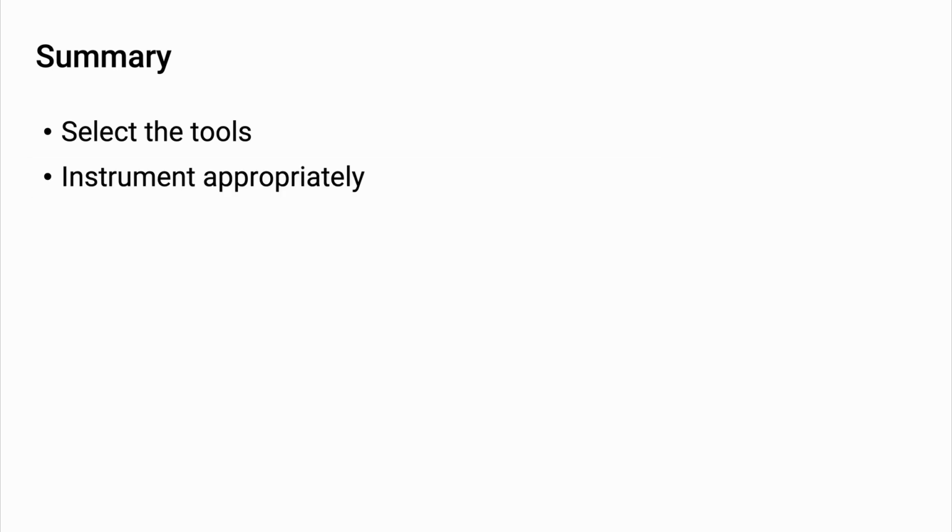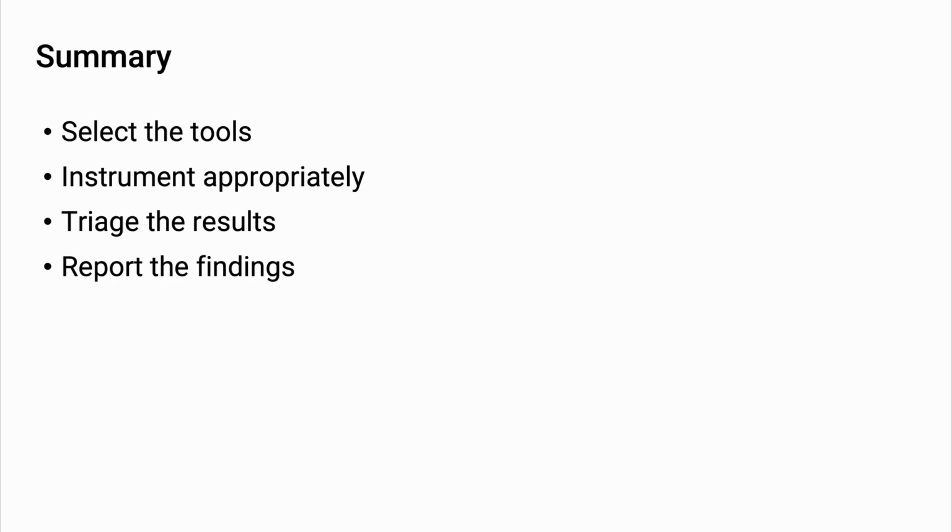Now, let's review what we've covered. As we've seen, the dynamic analysis process is fairly straightforward. We're going to start by selecting the tool or tools we're going to use. We're going to make sure that we're instrumenting appropriately so that we're getting the tool to give us the type of results we're interested in. Once we get the results, we're going to triage them. And finally, we're going to report those findings in both human-readable and machine-readable form. The latter because we want to automate our processes where possible.